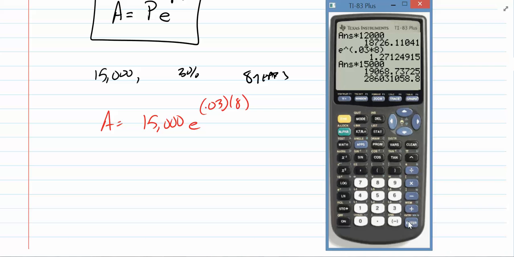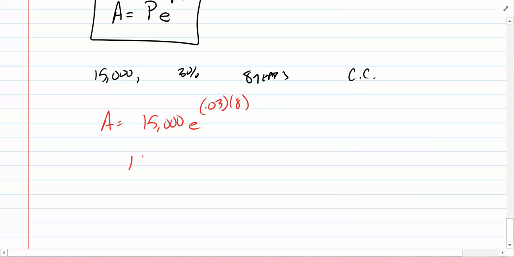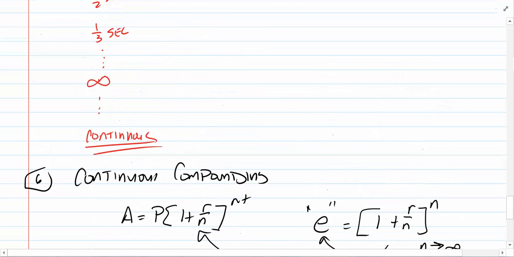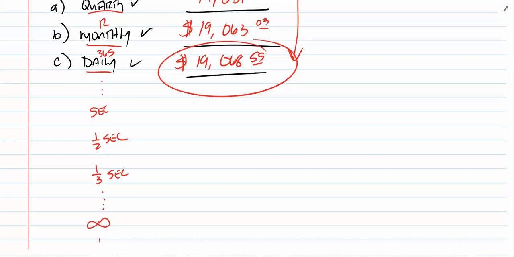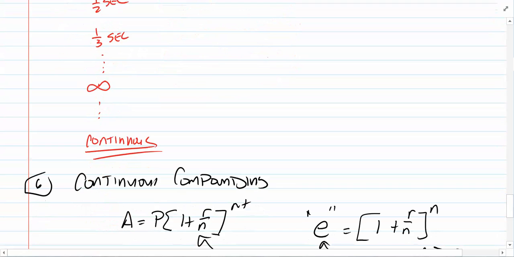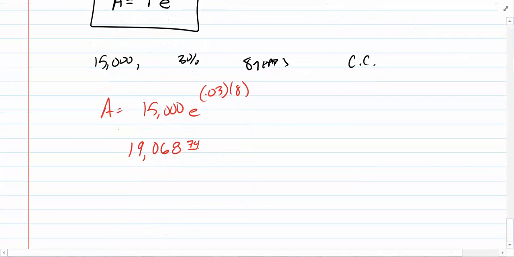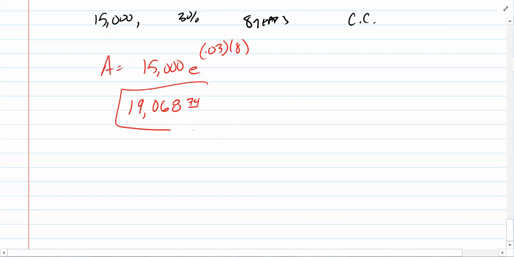Whoa, that was weird. Someone must have pushed enter there. So what did you guys get? We get 19,068.74, so 74 cents. And if we compare that to what we had up here before, 55 cents, how much more is that? Okay. So we get the most amount of money for compounding continuously, but it's not much more.